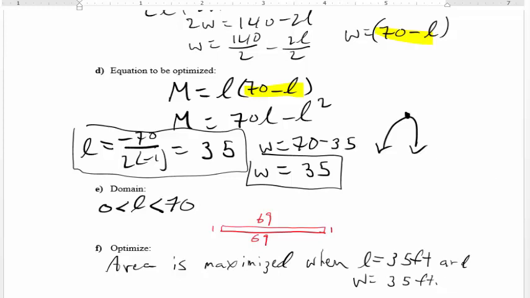We actually end up with a square. And in general, that's the case. If you want to form a rectangle with a given amount of material that has a maximum area, what you're going to do is you're going to turn it into a square, right? Because that's going to be the biggest possible area. All right, so you make it 35 feet by 35 feet.